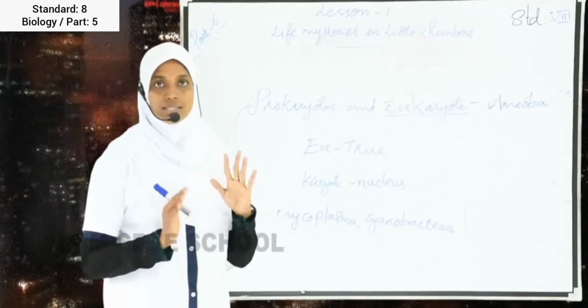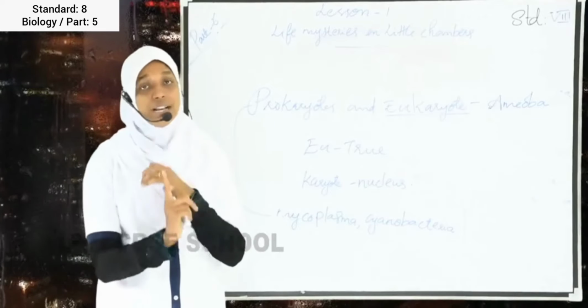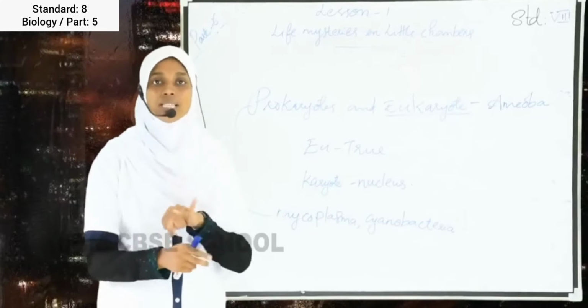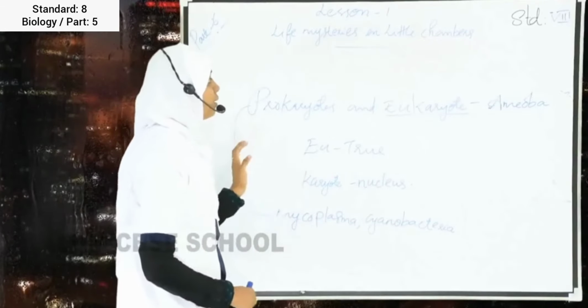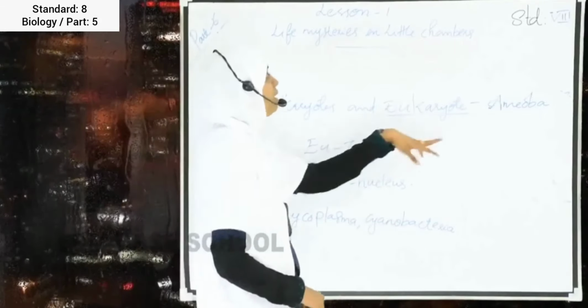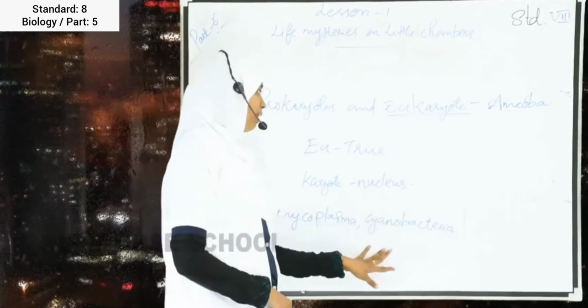Okay, so this is about eukaryotes and prokaryotes. In eukaryotes there is a well-defined nucleus, and in prokaryotes there is no well-defined nucleus. For eukaryotes the example is amoeba, and for prokaryotes the examples are mycoplasma and cyanobacteria.